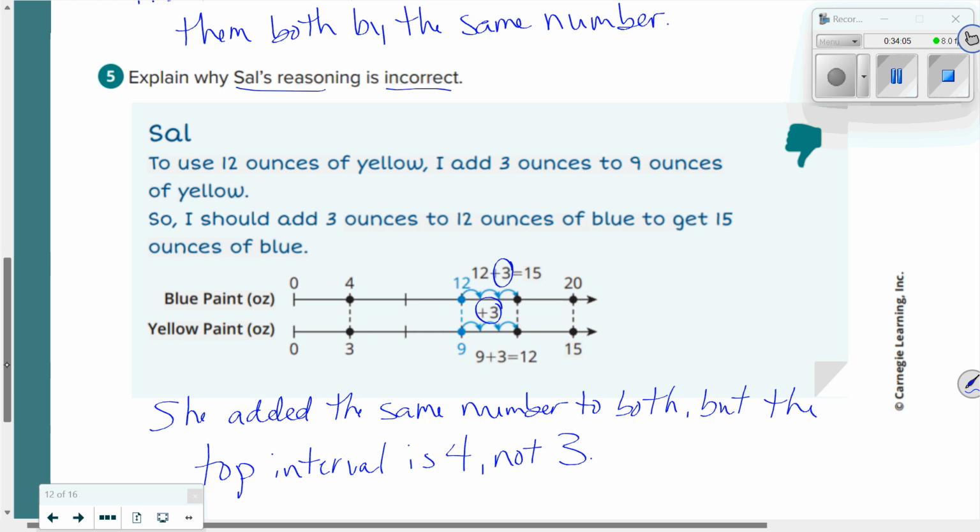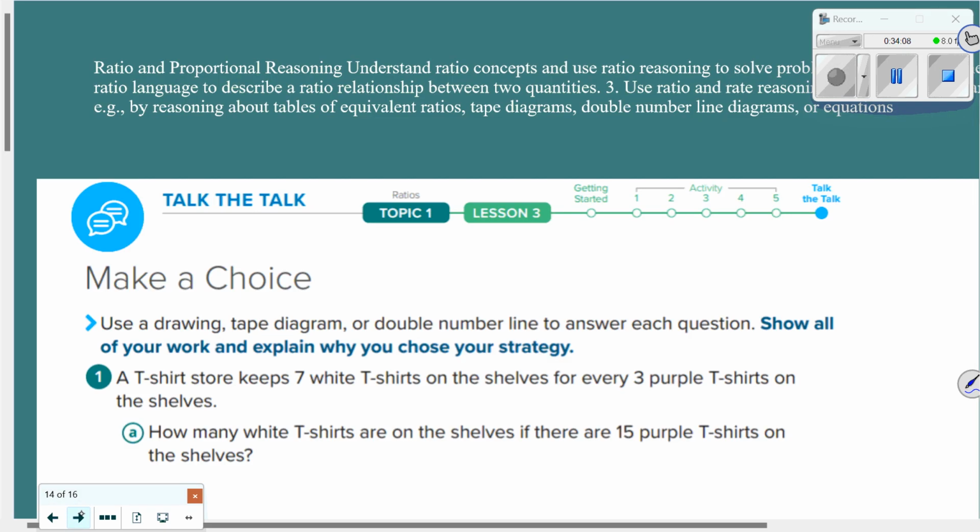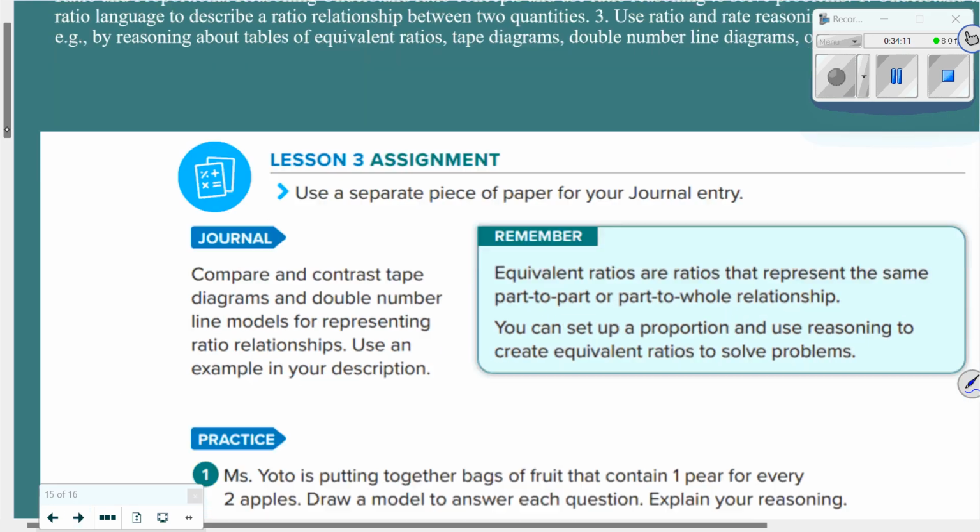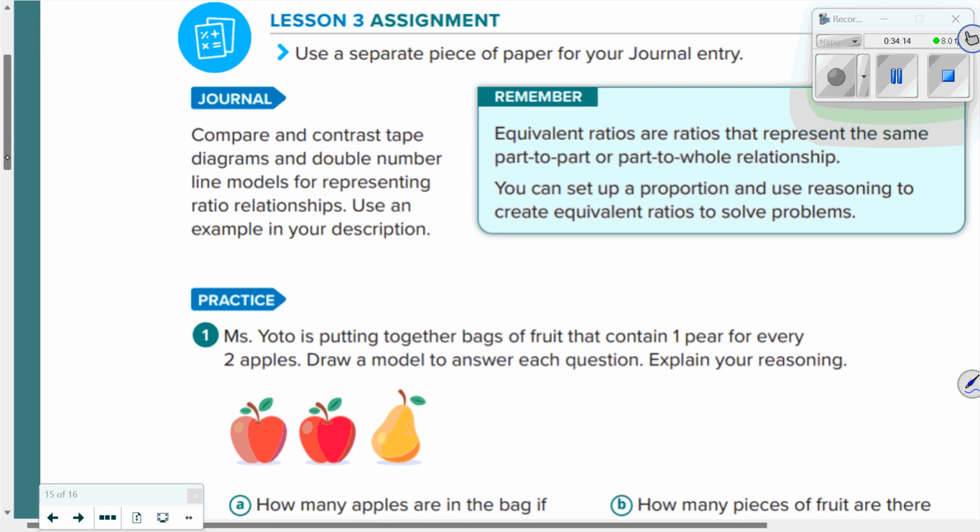Okay, let's go ahead and go to the homework, page 209. No, it does not. Because this is a really special one, especially on my side where we look at these journals so in depth. That's where we're using a couple of academic terms here. Compare and contrast. Those are English terms normally, but what do they mean? Likes and differences. Between what? Diagrams and double number line models representing ratio relationships. Use an example in your description.